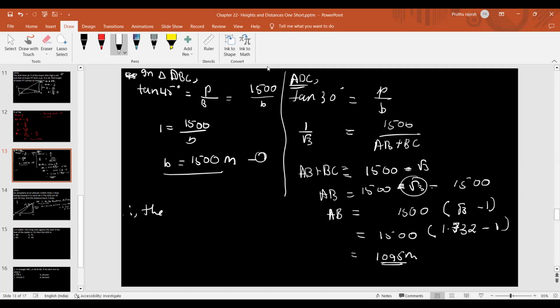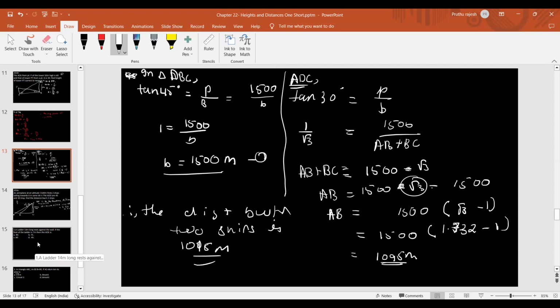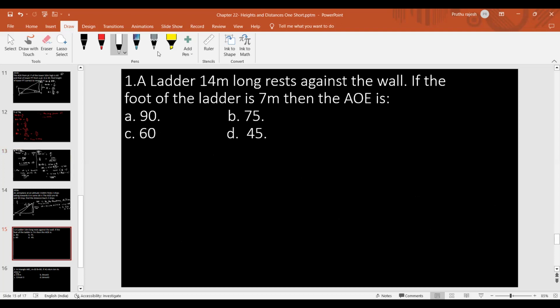Therefore, the distance between two ships is 1095 meters. So next question, very simple question. This is MCQs. Let us go.